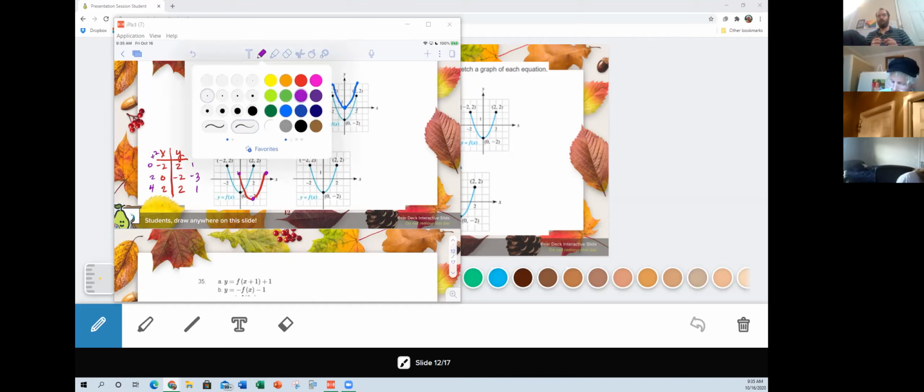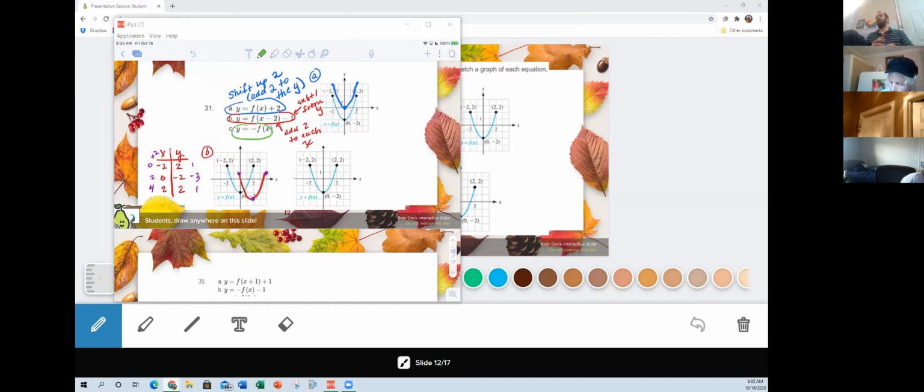And lastly, we have y equals negative f of x. That just means to flip over or reflect over the x-axis. So this 0, negative 2, if we reflect it over the x-axis, is going to become 0, 2. This 2, 2 is going to become 2, negative 2. And this negative 2, 2 is going to become negative 2, negative 2. So basically, when you have a negative on the outside of the function, the x values stay the same and the y values are opposite.